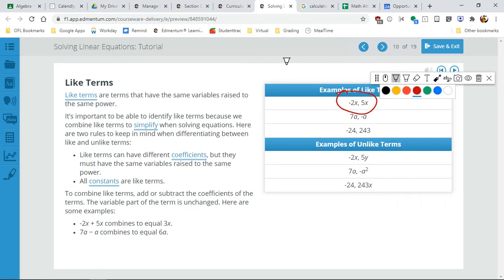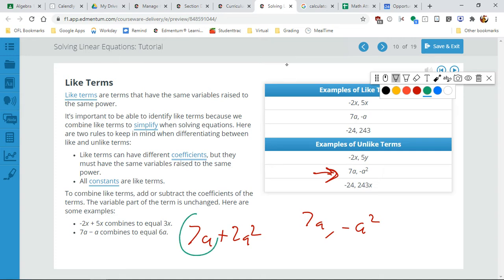So like terms are this idea that our x's are the same. It's the same thing, same variable, same everything. One thing that people get confused on would be something like this. Let's say I had something like 7a plus 2a squared. Some people think, oh, they're a's, these are like terms, so that means it's okay to add these two. You don't, because remember, this a squared isn't an a. It's not 2 times a. It's 2 times a squared.